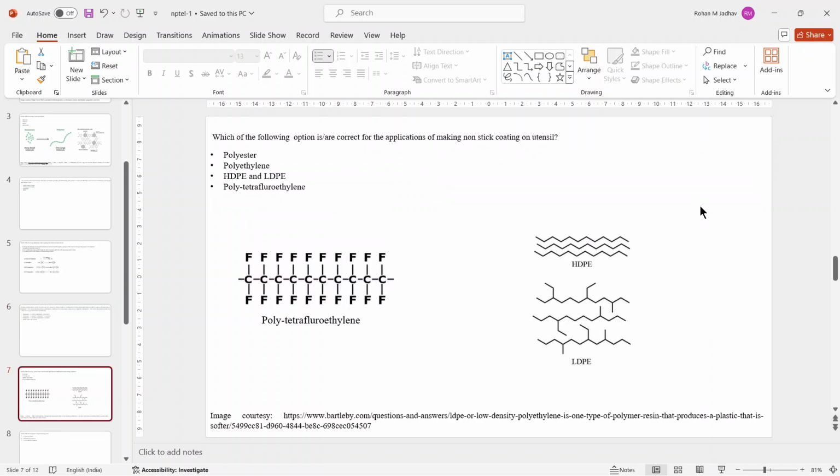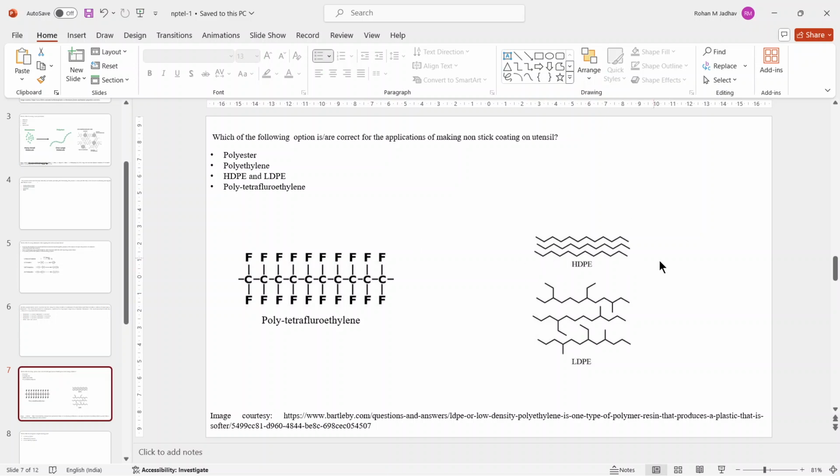Which of the following options is correct for the application of making non-stick coating on utensils? So we have polyester, polyethylene, HDPE, LDPE, and polytetrafluoroethylene. The common name for the non-stick coating on utensils is Teflon. And you can see right here the structure for Teflon, or the chemical name for it is polytetrafluoroethylene. How is that formed? You take the polyethylene molecule and replace all the hydrogen with fluorine atoms, and you will have polytetrafluoroethylene.